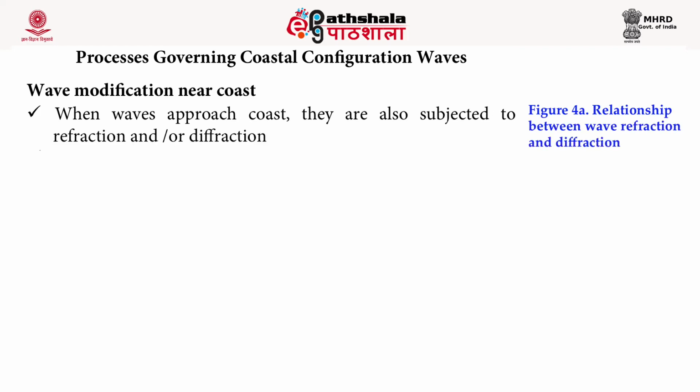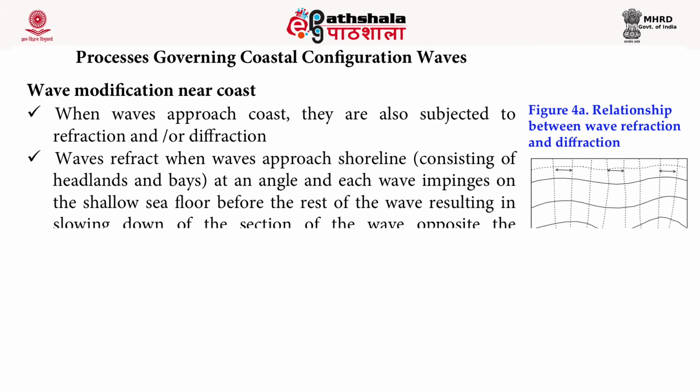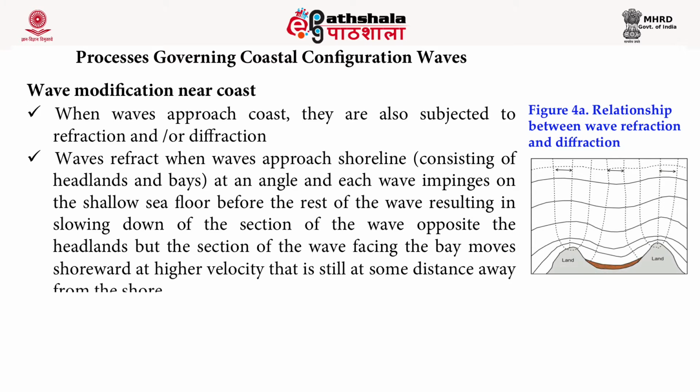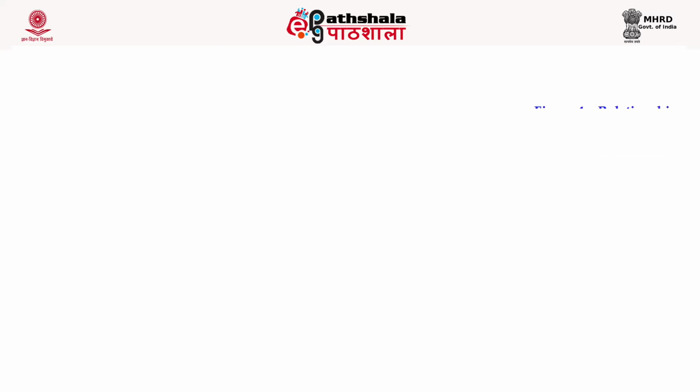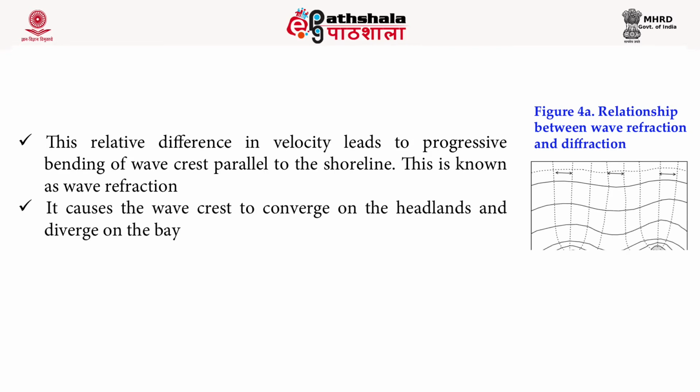Waves refract when they approach a shoreline that consists of headlands and bays at an angle, and each wave impinges on the shallow sea floor before the rest of the wave. That results in slowing down of the section of the wave opposite the headlands, but the section of the wave facing the bay moves shoreward at higher velocity, as it is still at some distance away from the shore. So, this relative difference in velocity leads to progressive bending of the wave crest parallel to the shoreline, and this is known as wave refraction. It causes the wave crest to converge on the headlands and diverge on the bay, as you can see in this figure.